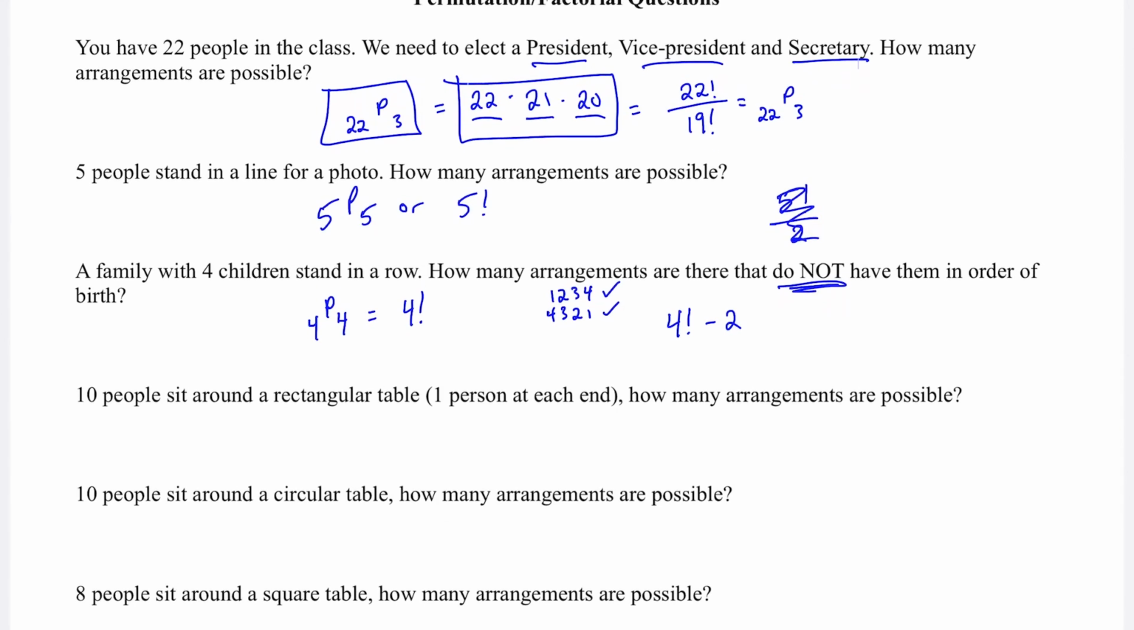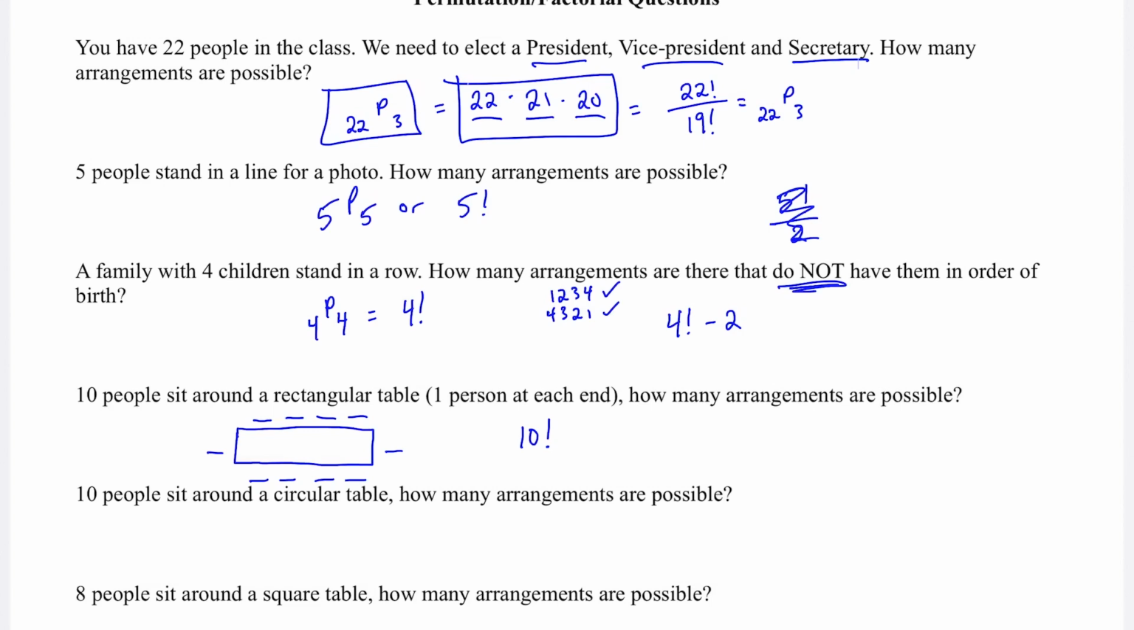Okay, we have 10 people sitting around a rectangular table, 1 person at each end. How many arrangements are possible? So let's get a little picture of this. We have a table, we have a person on this end, a person on that end, 1, 2, 3, 4 on this side, 1, 2, 3, 4. And this is just a beautiful family gathering here. Large family gathering. All right, so 10 people sitting around. So it seems like it would just be 10 factorial.